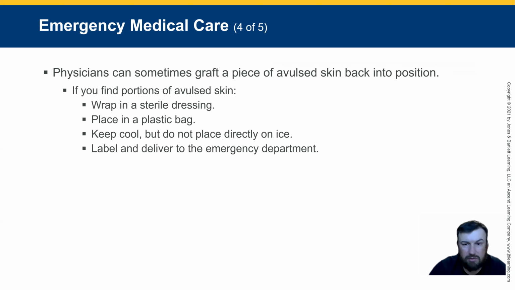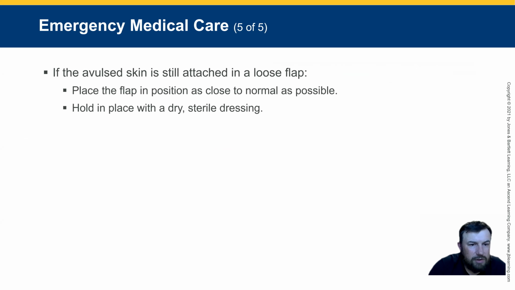So sometimes they can reattach that piece of skin that completely came off. And when I say skin, it can be muscle and fat tissue as well. It's not just a little scrape. It can be a large piece. For avulsed skin, if the avulsion is still attached in a loose flap, place that flap in position as close to normal as possible.